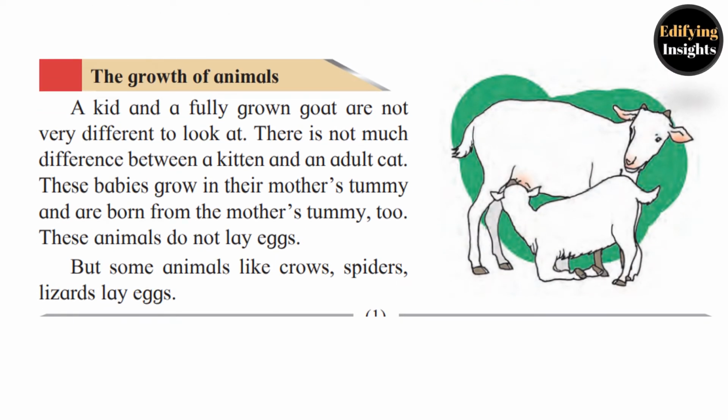Taking birth from mother's tummy. A kid and a fully grown goat are not very different to look at. There is not much difference between a kitten and an adult cat. These babies grow in their mother's tummy and are born from the mother's tummy too. These animals do not lay eggs. For example, we have cow, goat, cat, dog, etc. But some animals like crows, spiders, lizards lay eggs.